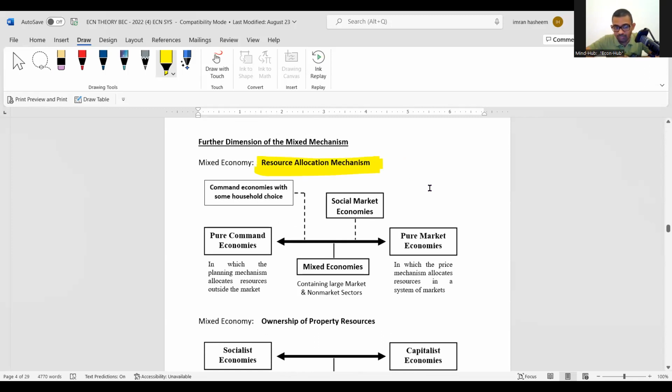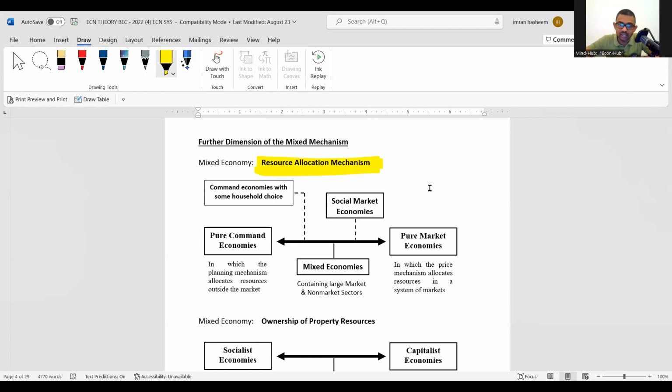Pure command economies and pure market economies are possible, but more common is the mixed economic model where you have a large market and non-market sector. Non-market meaning the government sector. Both are there, market and the government sector, and markets are mainly used to allocate resources. Price mechanism is mainly there, but the government also gets involved.